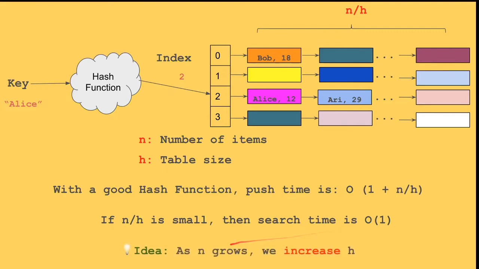So that's the idea behind how the data structure works to support O of 1 for inserting or searching inside a hash table. And the idea is that as n grows, the length of this linked list also grows. So as it grows, we also increase h, so that the maximum length of this also becomes smaller. So in general, we can keep it under a constant value. So this approximation is always O of 1.